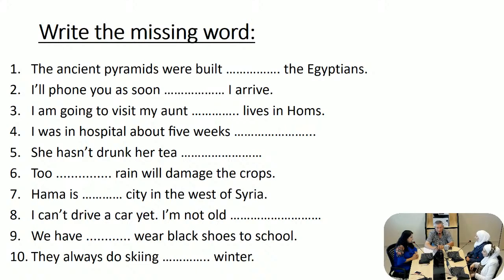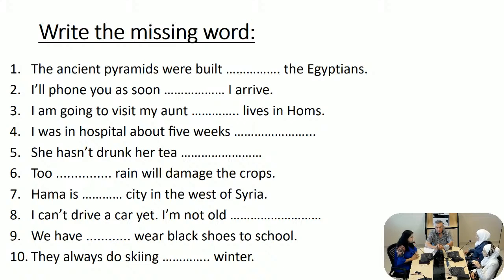The ancient pyramids were built by the Egyptians, because we have just said that with the passive voice, if we need to mention who did the action, we use by. This is passive voice. I'll phone you as soon as I arrive. As soon as, we have just mentioned this one.